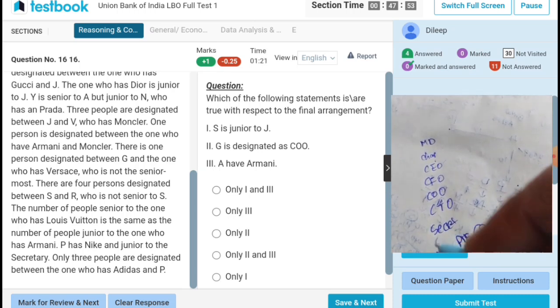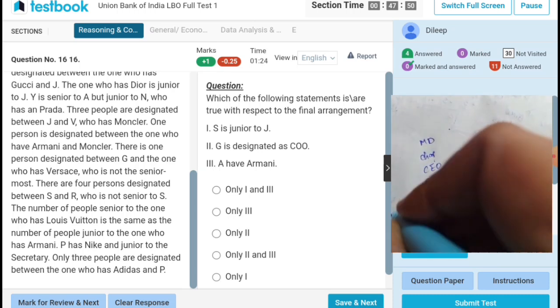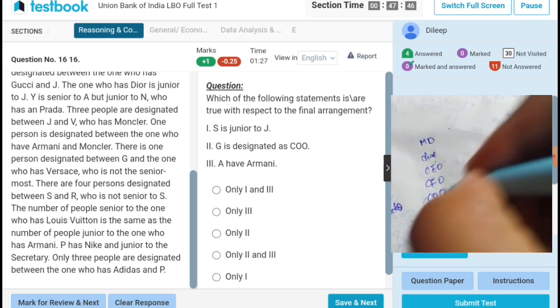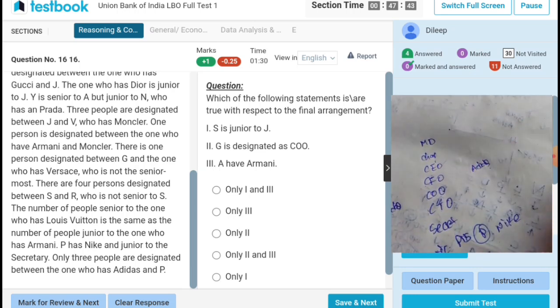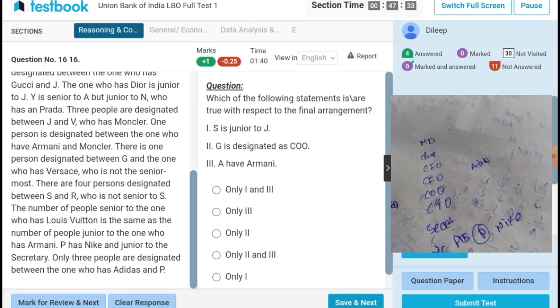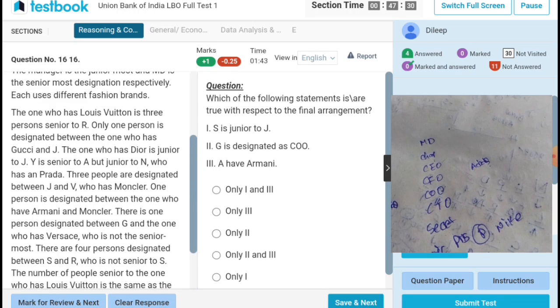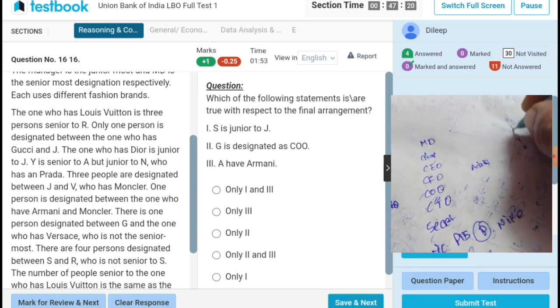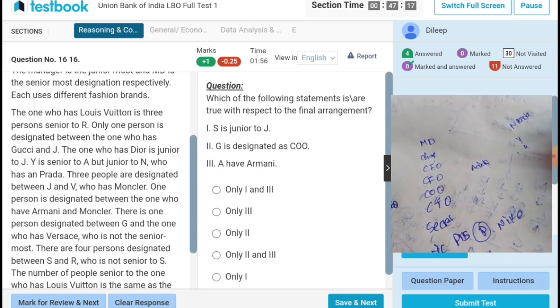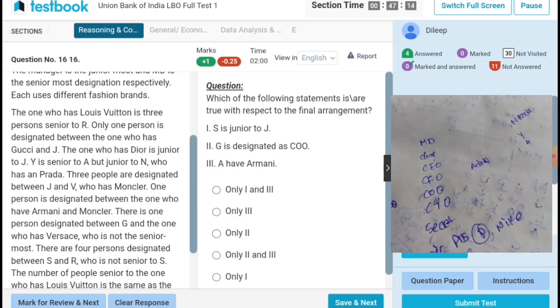Only 3 people between A and P. Next is Y is senior to A but junior to N and is part of. The one who has the lowest rank is 3 places senior to R.